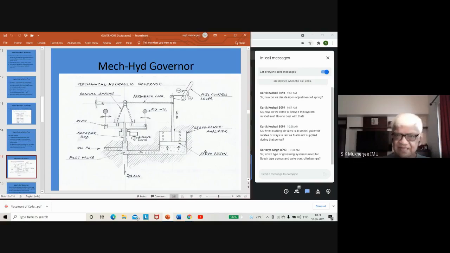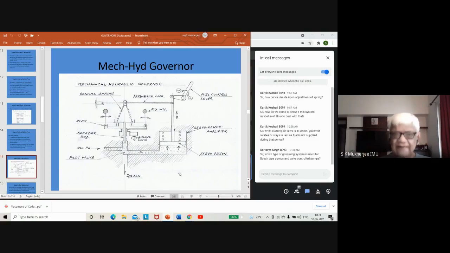In the auxiliary engine, you will have a speed droop arrangement. This is that speed droop arrangement. Feedback link. So this can be used for variable speed governor also, as well as for isochronous governor also.